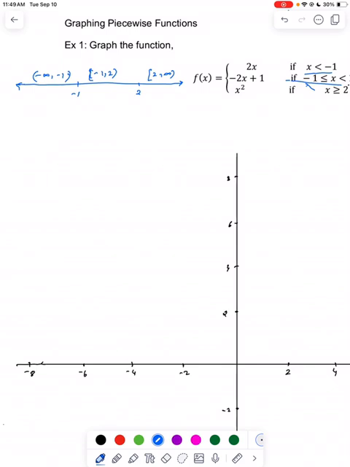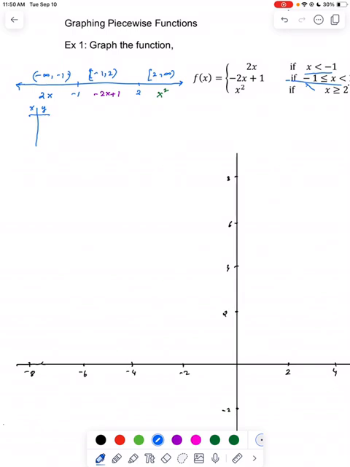So the function is defined as 2x in the first case, as -2x plus 1 in the second case, and as x squared in the third region. So now we make a table of values, but when we do that, we have to be careful that the values have to be within that interval. So in this first case, the values have to be less than -1. We cannot pick any value greater than -1. But what about -1? So we will see in a minute.